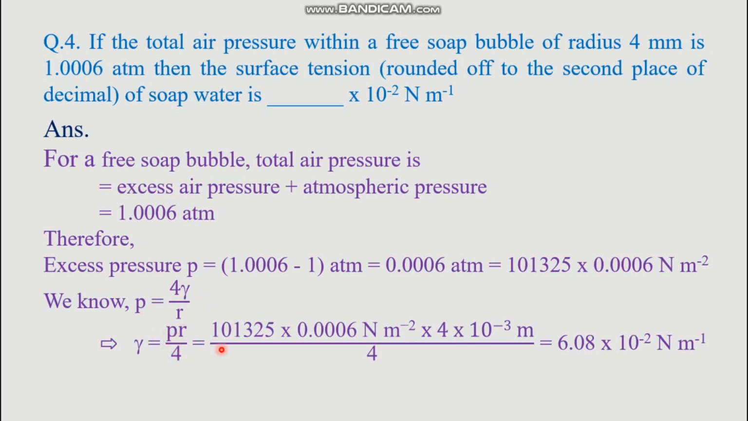Now let's put in the values. The pressure is 101325 into 0.0006 Newton per meter squared, into the radius, which is 4 millimeter. So you have to convert this into meter: 4 into 10 to the minus 3 meter, divided by 4. The result, up to the second place of decimal, is 6.08 into 10 to the power minus 2 Newton per meter. So we have to put just 6.08 here.